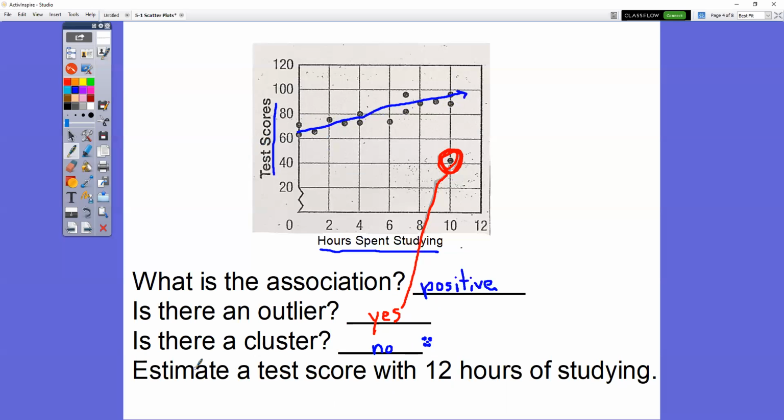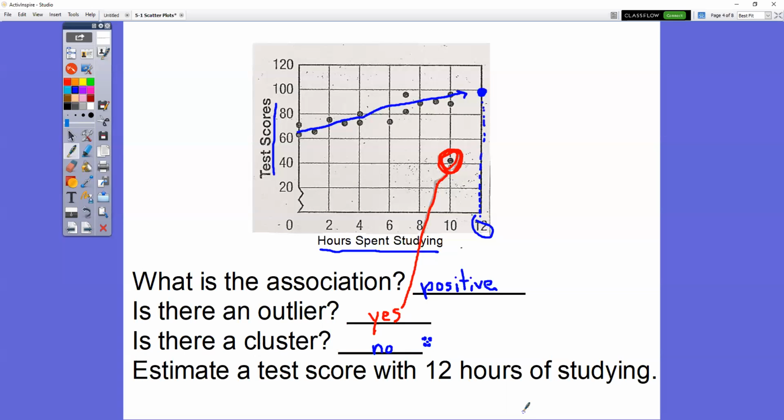Estimate a test score with 12 hours of studying. Now, if you take a look, hours of studying is along the bottom. If we go over to 12 and then go up from 12, where do you think the next dot would be? If that next dot is at 12, where do you think that test score would be? I think it would be somewhere right in here.